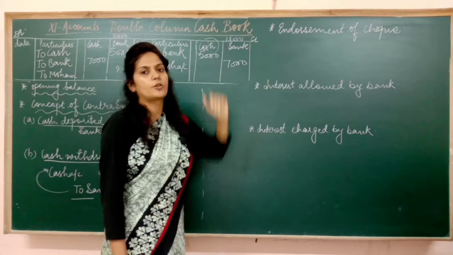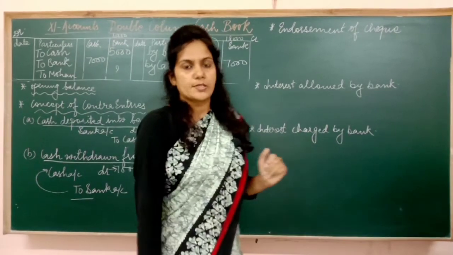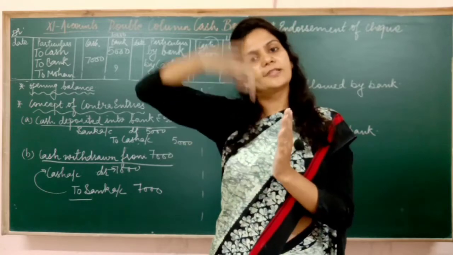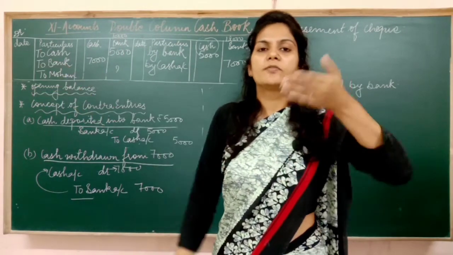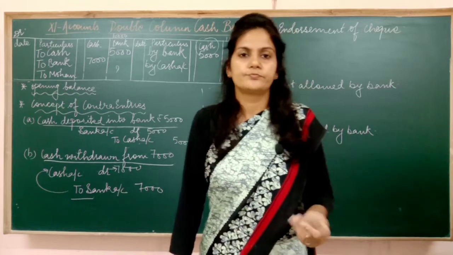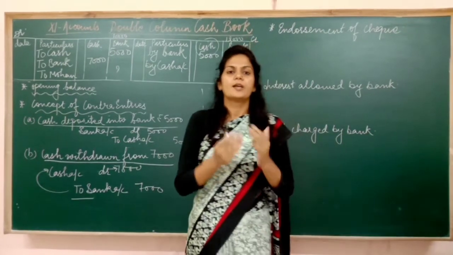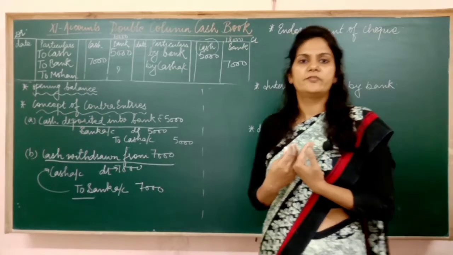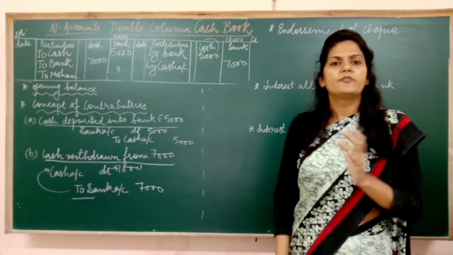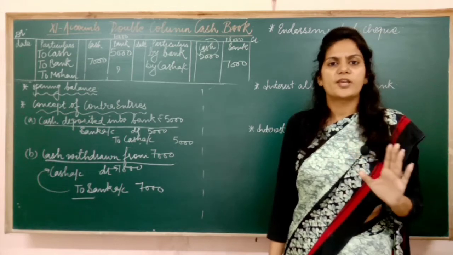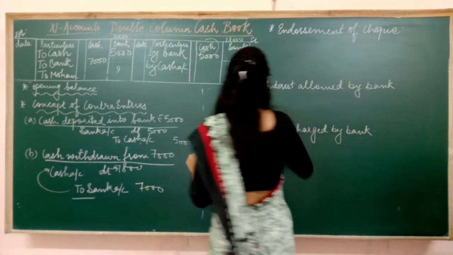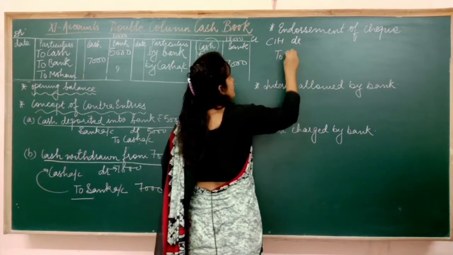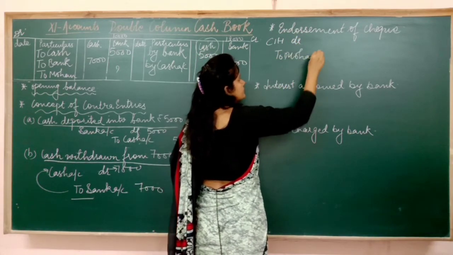First is endorsement of a check. Endorsement means you receive a check from a person and you are giving the same check to some other person instead of depositing in your own bank account. Let me put it simply. Let's say I, means my business, have received a check from Mohan and I have not deposited that check into the bank. So what I am going to do? I am going to pass the entry checks in hand to Mohan.